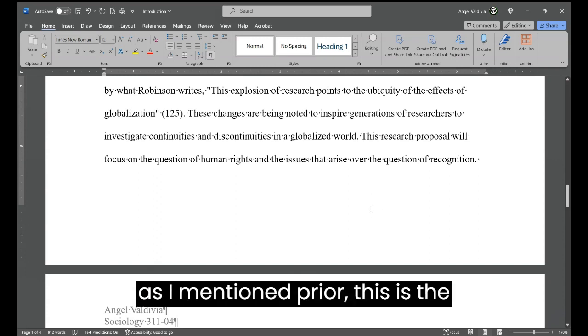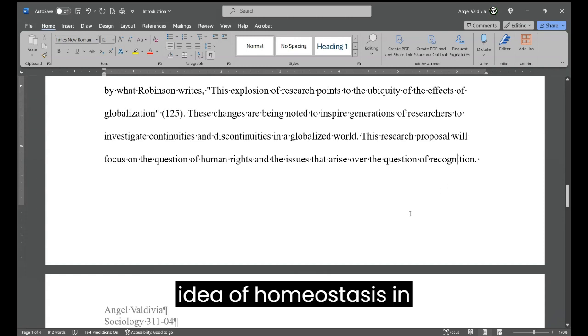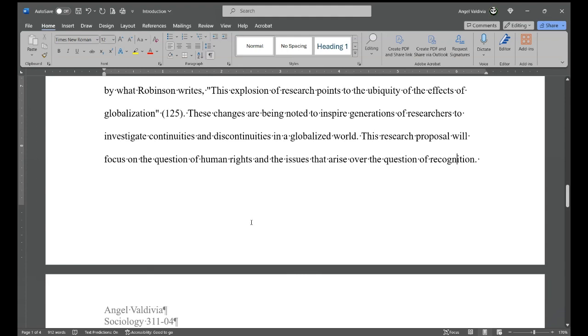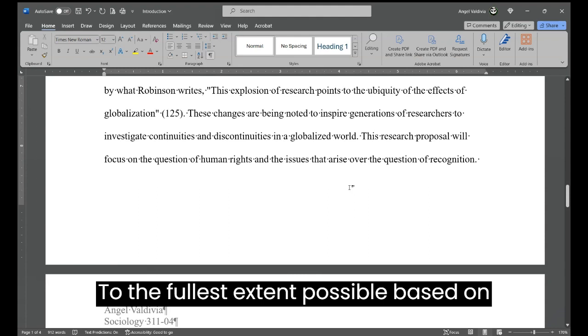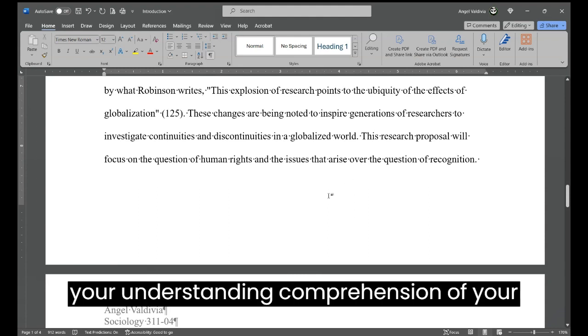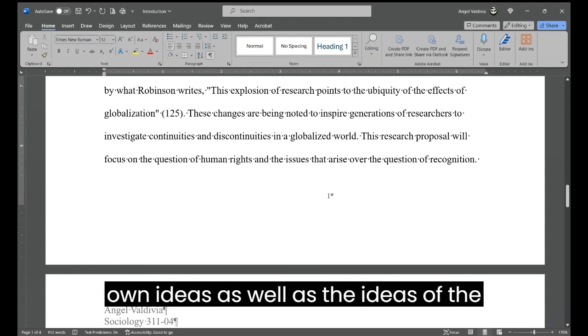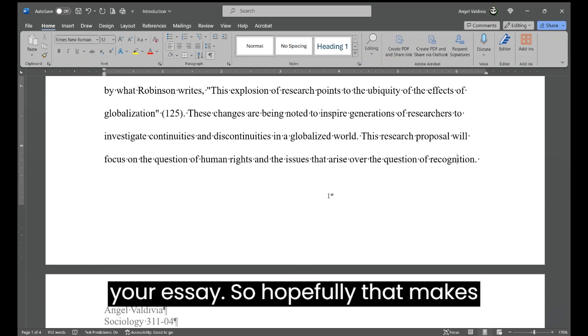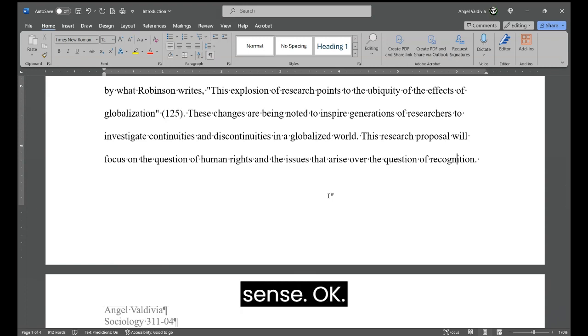But if you notice, as I mentioned prior, this is the idea of homeostasis in writing. And homeostasis in writing is just your ability as the writer to fully develop your topic to the fullest extent possible based on your understanding, comprehension of your own ideas, as well as the ideas of the people that you're using to help write your essay. So hopefully that makes sense. Okay.